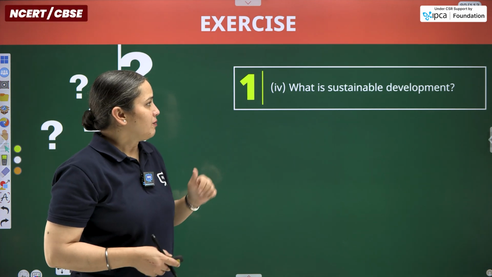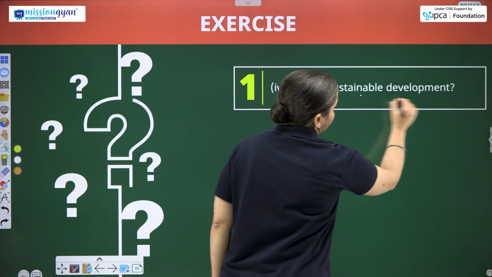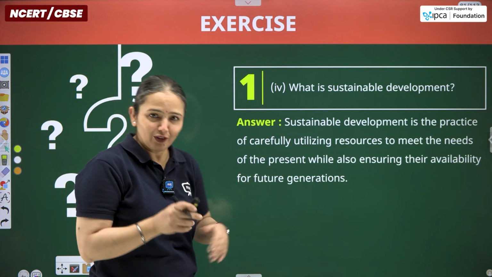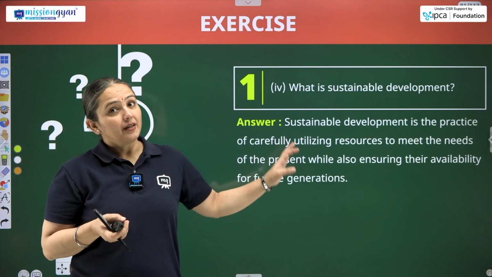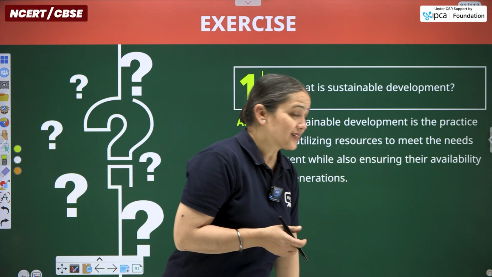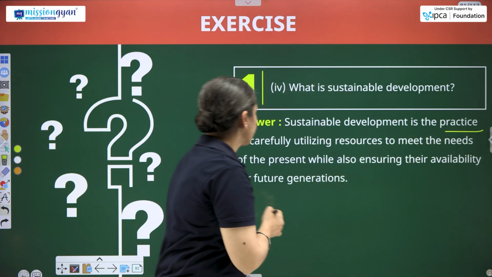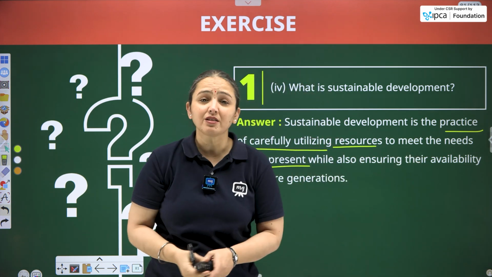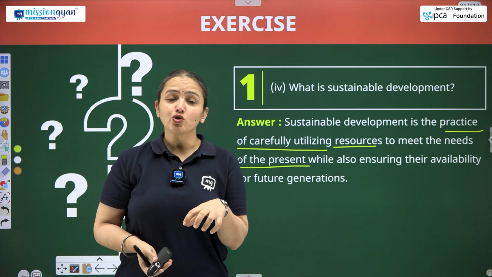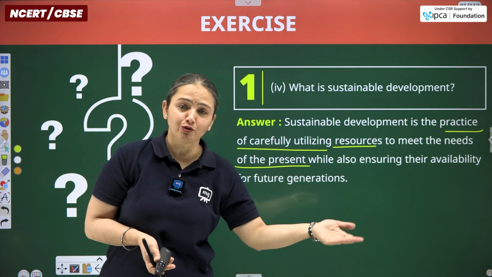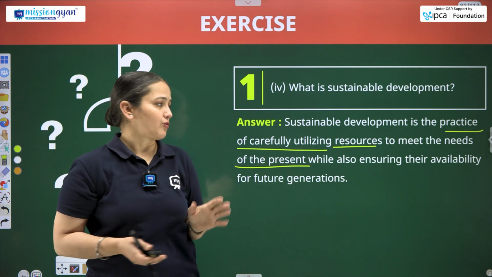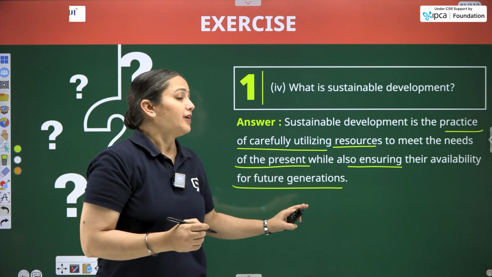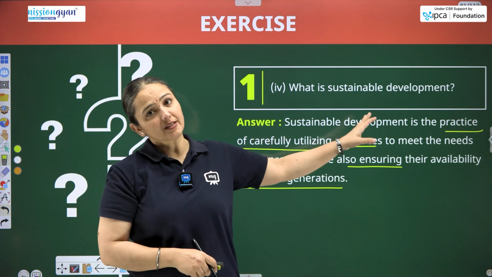Then moving further, what is sustainable development? Sustain, that should remain for longer, that kind of development. Of course, I have given the answer as an overview. Still, learning part का answer ये रहा. So sustainable development is the practice of doing things carefully, utilizing resources to meet the needs of the present. It means we are using the resources keeping in mind that we have to protect and conserve them for the future generation. So it also ensures their availability for the future generations. Such kind of development is known as sustainable development.